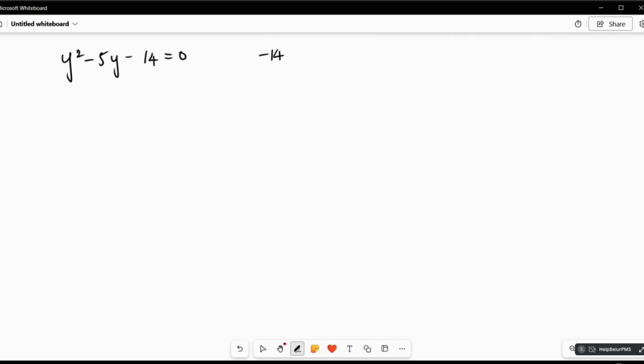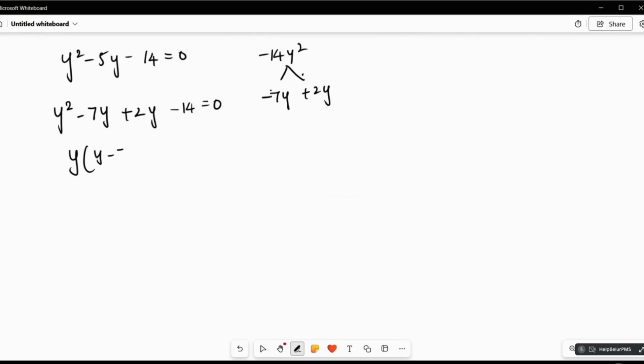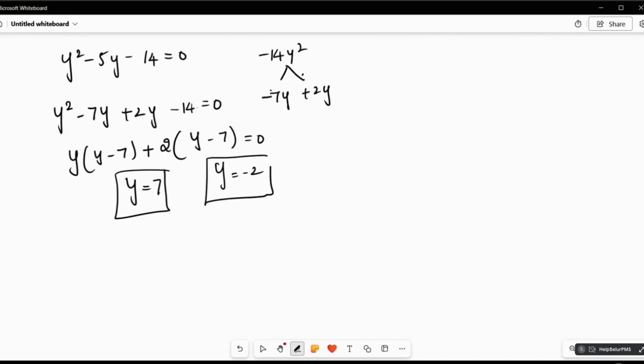Minus 14 y square. I can split 14 into what? 7 into 2. So I will take minus 7y plus 2y. So y square minus 7y plus 2y minus 14 is equal to 0. Y I can take common here. So y minus 7 plus 2 I can take common here. Y minus 7 is equal to 0. So y is equal to 7 or y is equal to minus 2. So we'll take the positive number, y is equal to 7.